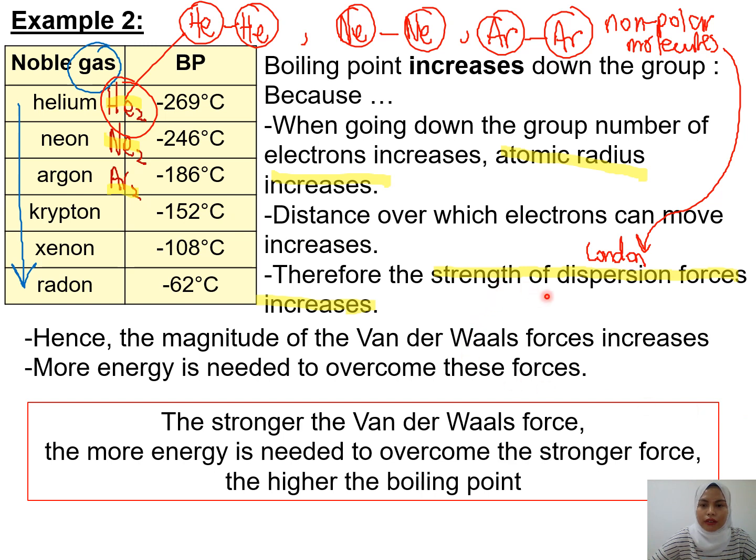Therefore, the strength of the London dispersion forces increases. Bila strength of London dispersion forces increases, you tahulah London dispersion force ni termasuk di bawah van der Waals forces. Therefore, the magnitude ataupun the strength of van der Waals forces pun akan increases. And then there will be more energy needed to overcome these forces. That's why going down the group, the higher the boiling point.